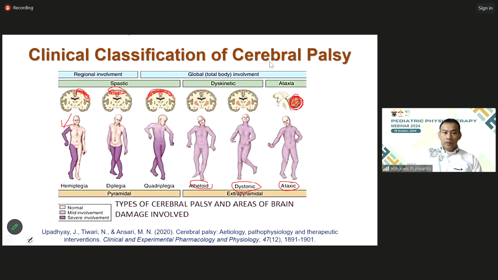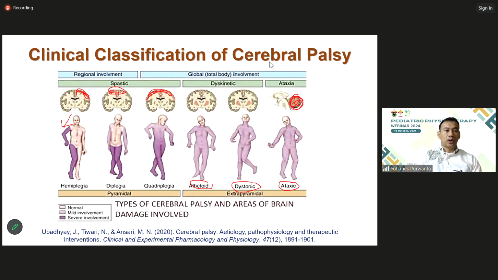But we need to understand here that global or total body involvement, like cerebral palsy spastic quadriplegia and also the dyskinetic cerebral palsy, we call global or total body involvement. So this is the most severe problem, from the cerebral palsy spastic quadriplegia and the dystonic form. And the other type is also the ataxia.